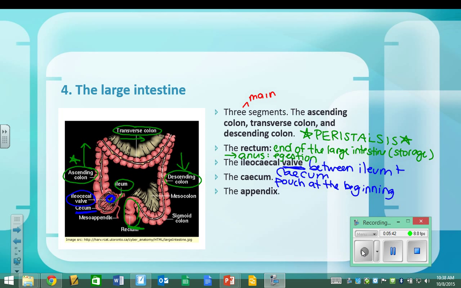Now the last thing that I want to mention here is your appendix. And on most pictures, the appendix is quite a sad little structure. It's this wee baby dangling thing right here. You'll see it's called the mesoappendix in some cases because the appendix really does not have a digestive function in humans.